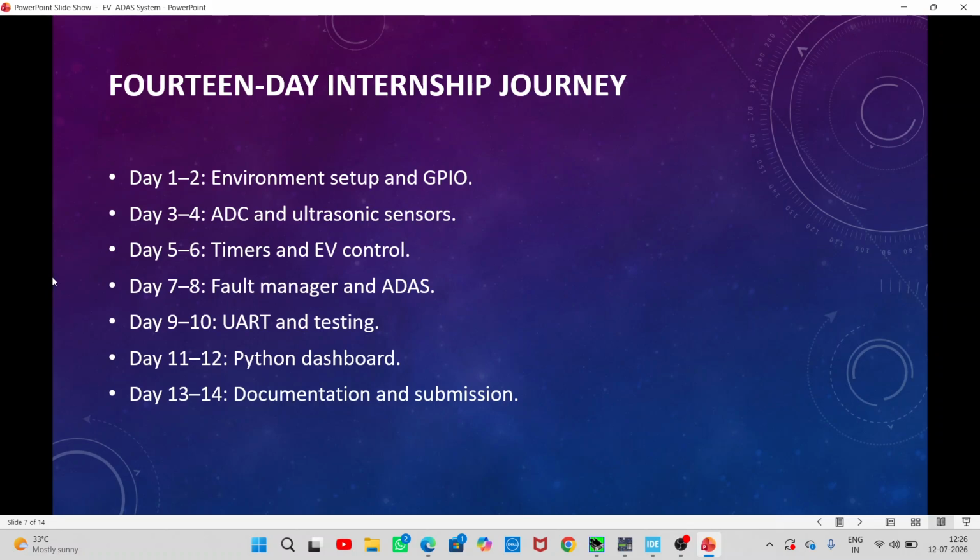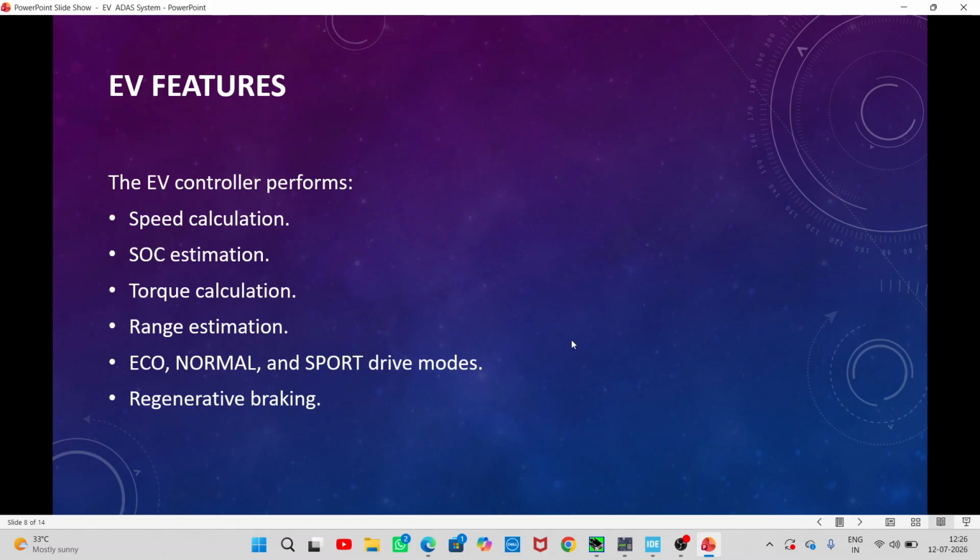And also the EV controller. Then in days 7 and 8, fault manager and ADAS. Then in days 9 and 10, I learned about UART and testing. In days 11 and 12, I learned the Python dashboard. In days 13 and 14, I did documentation and submission. Okay, I will go to the next slide.